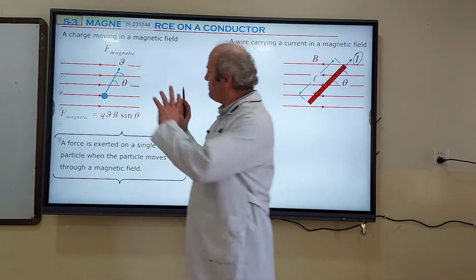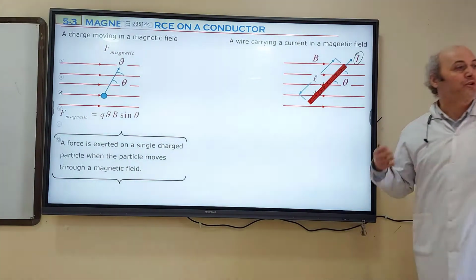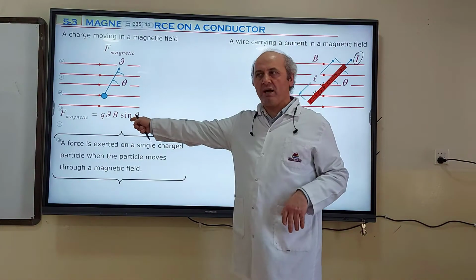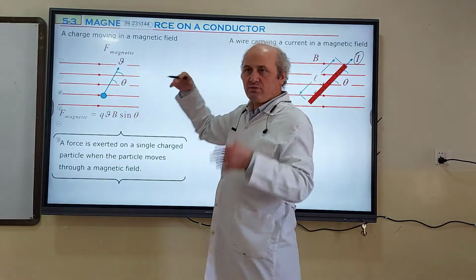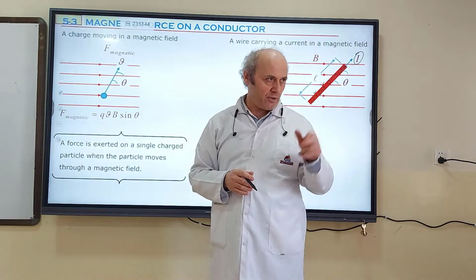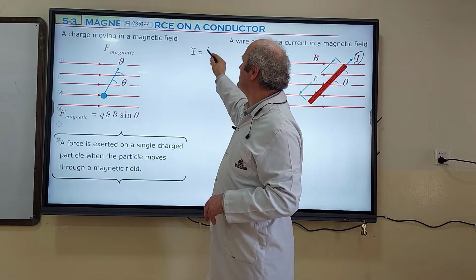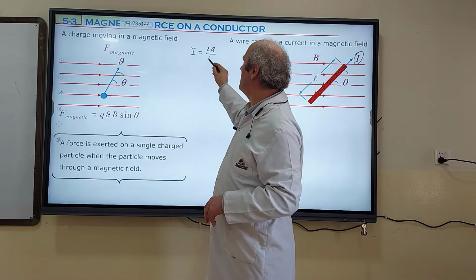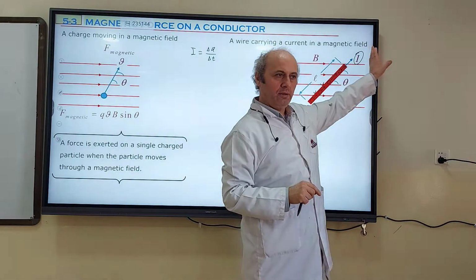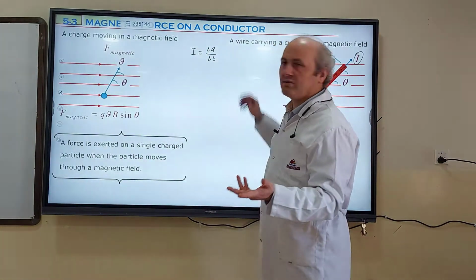And the equation for the magnetic force acting on a single charge and the equation for the magnetic force acting on a current carrying wire are very similar. In fact, we can get this equation from that one. When I was talking about the 11th and 12th grade topics, I gave the definition of the electric current, and I gave you an equation: I is equal to delta Q divided by delta T. Delta Q is how much charge is passing through the wire. Delta T is in how many seconds it's passing. So delta Q over delta T is the I.